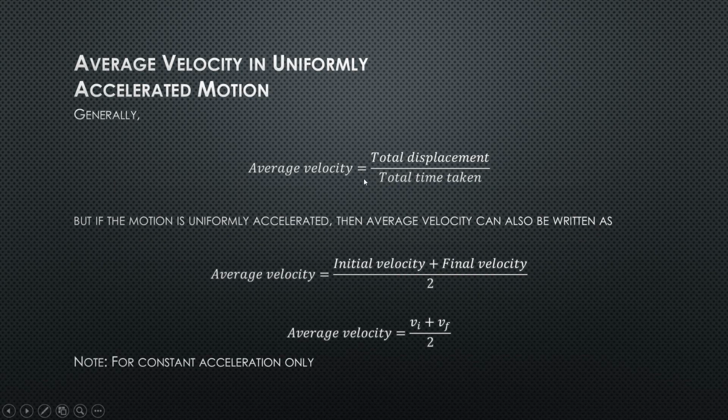So generally, average velocity is equivalent to total displacement over total time taken. Reminder, displacement is the shortest distance traveled by a body. But if the motion is uniformly accelerated, then the average velocity can also be written as initial velocity plus final velocity divided by 2. So in mathematical equation, average velocity is v sub i, which represents initial velocity, plus v sub f, which represents final velocity, divided by 2. This formula is only for constant acceleration.